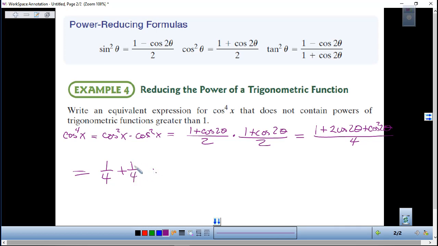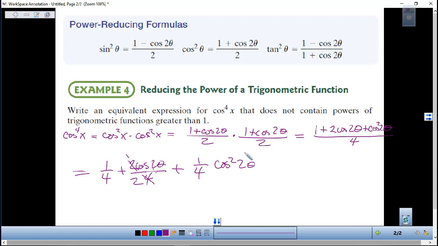1/4. Let's do it this way. 2 cosine 2 theta over 4. I'm going to reduce that in a second. Plus, and I'm going to write this as 1/4 cosine squared 2 theta. So this I can reduce. I can take that down.